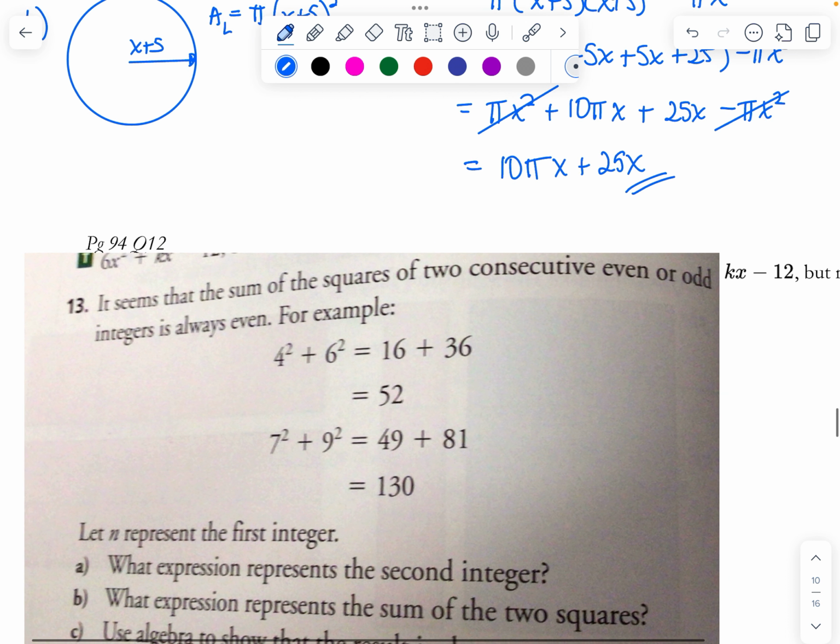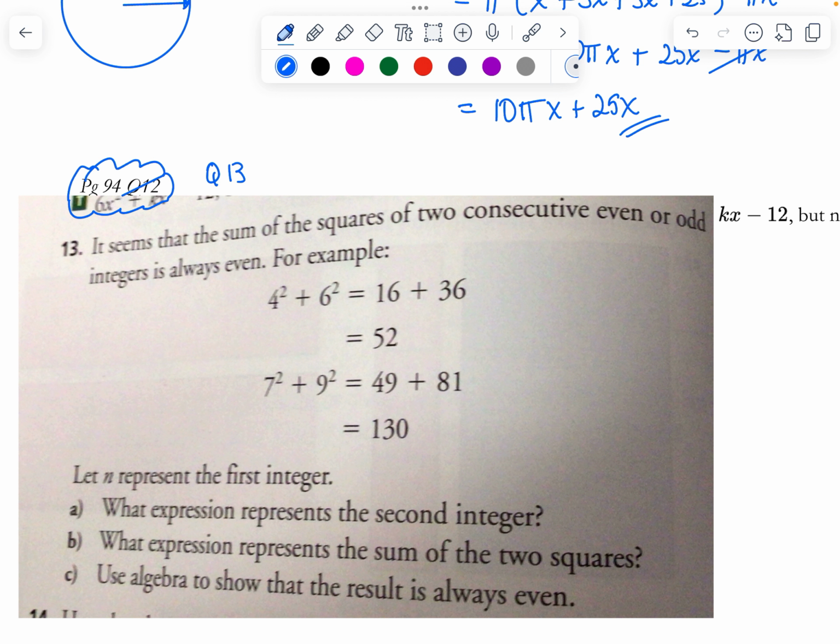For the next one, I initially wanted you to do page 94, question 12, but this one's actually for homework. So I'm going to do 13 instead. I know this seems like a complicated question, but if you break it down, it's really not that bad.